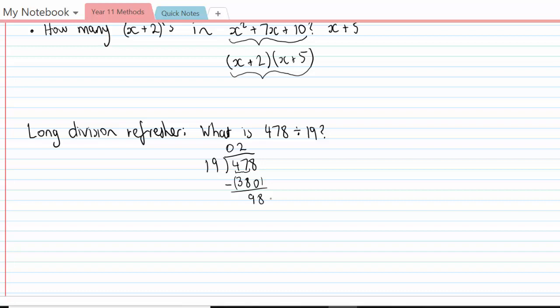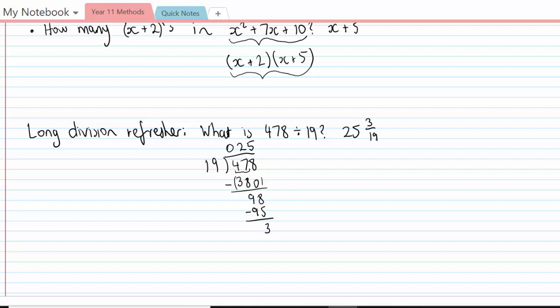And then we repeat the process. So then we go, how many 19's are there in 98? And well, that's actually easy enough to solve. There are going to be 5 of them. 5 lots of 19 is going to be 95, which we take away. And that leaves us with 3, which will be our remainder. And so we can really say then that there are 25 and 3/19.